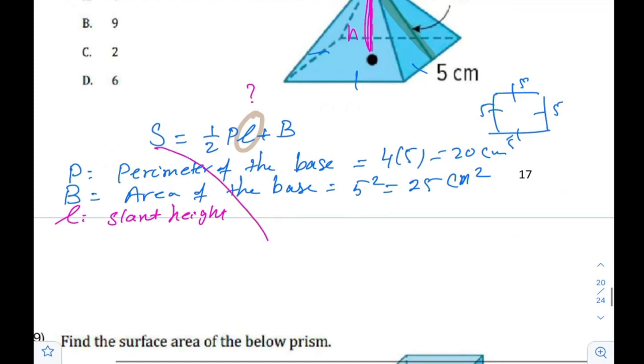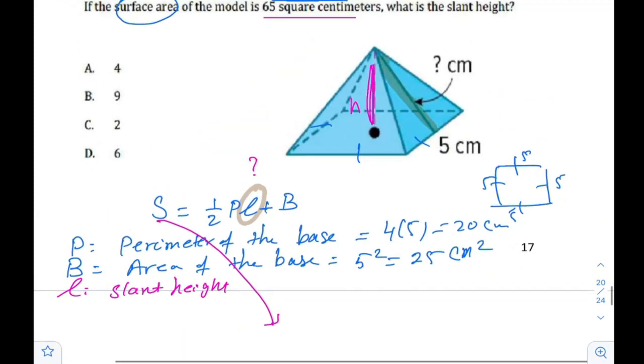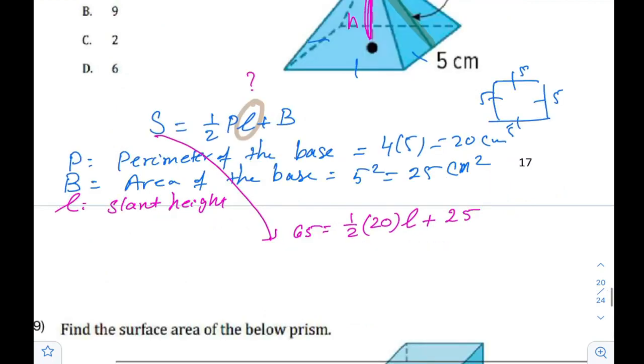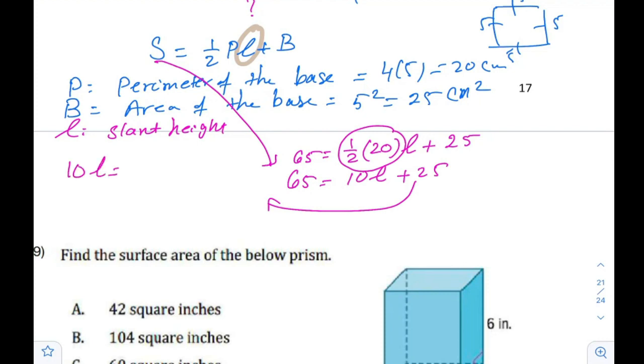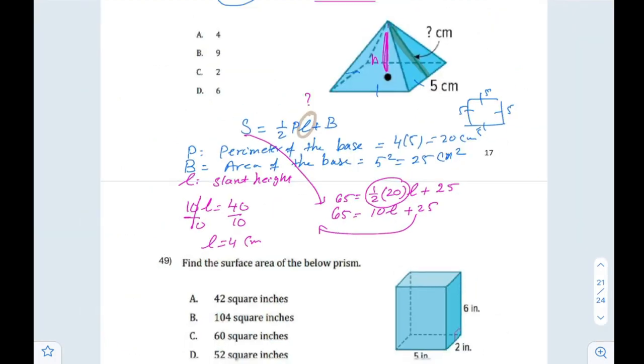So I will replace. 65 is equal to half. Perimeter I already found. L I need to find, plus the 25. Now I need to solve an equation. Let's simplify. Half of the 20 is 10. So 10L plus 25. Take the 25 there. So 10L is 40. Divide both sides by 10. So L is 4. And it is 4 centimeters as well.